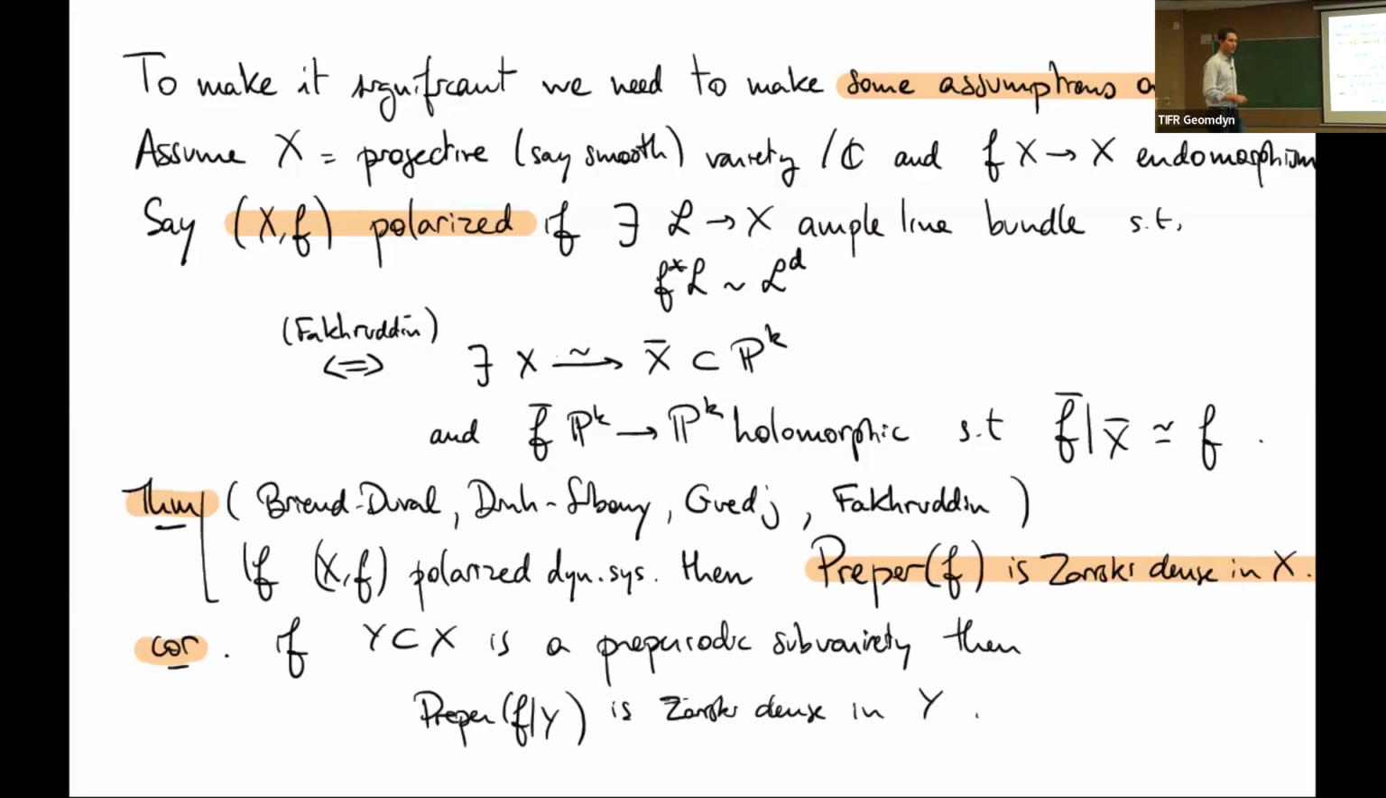There's a theorem which comes from the Briend-Duval theorem on P^k, but it was generalized to several settings, in particular to an algebraic setting. It says that if you take any polarized dynamical system, then the set of preperiodic points is Zariski-dense. In one dimension, it says that the set of periodic points for an endomorphism of P^1 is infinite, which was known way before. And as I said, being polarized is stable under taking restrictions. So if you have a preperiodic subvariety under a polarized dynamical system, then in this subvariety you do have a Zariski-dense subset of preperiodic points.